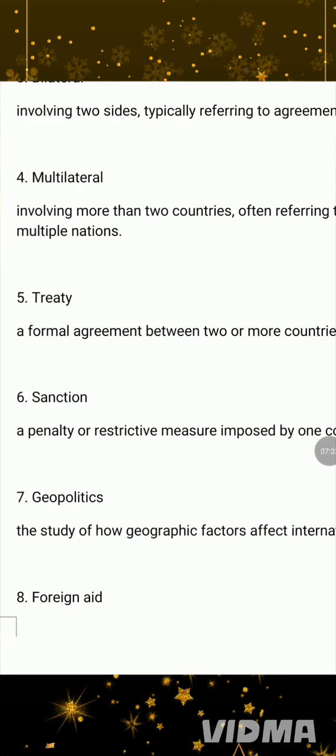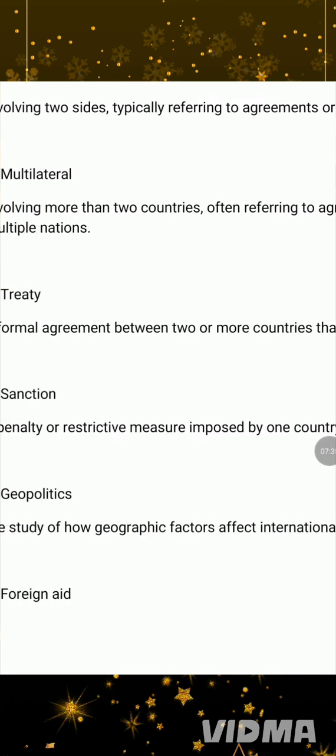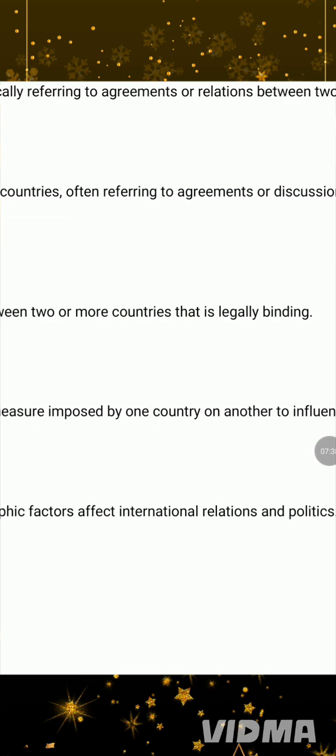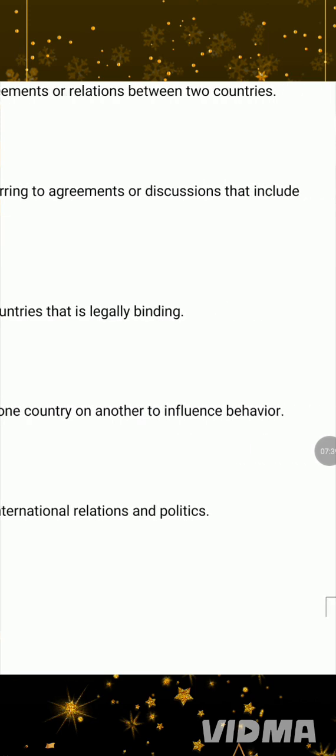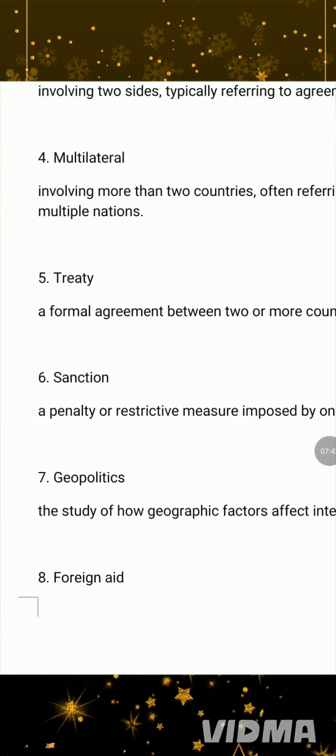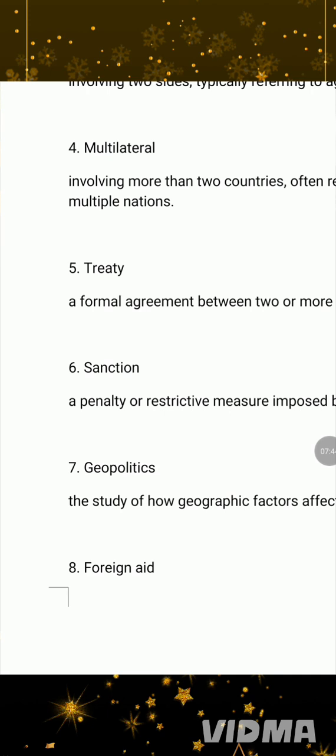A penalty or restrictive measure imposed by one country on another to influence behavior. Now, sanction simply means punishment. And most times, sanctions are used by states to deter other states or to make other states refrain from doing something. So, for example, let's use Nigeria as a good example.